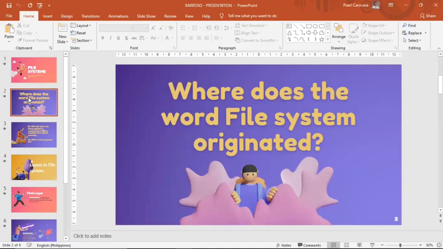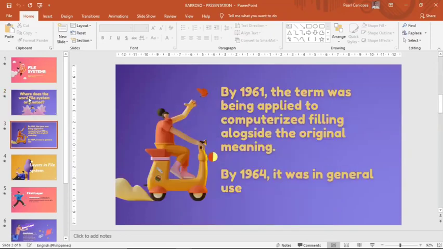Next page po. So where did the word file system originate? The term file system was used to describe a method of sorting and retrieving paper documents. Even before the advent of computers, by 1961 the term was being applied to computerized filing alongside the original meaning. And by 1964, it was in general use. So next page po.